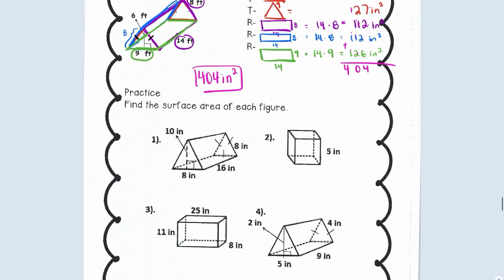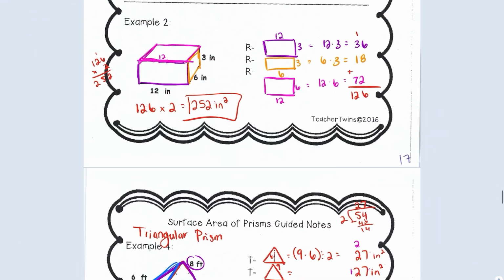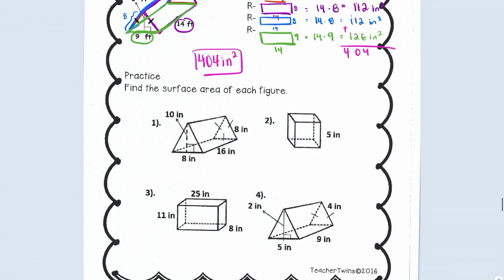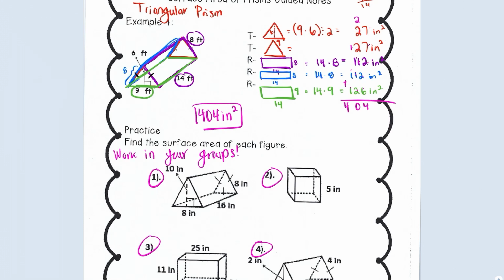All right, you guys. We've come to the point in the video where it is now your turn to practice. What I want you guys to do is work in your groups to answer questions 1, 2, 3, and 4. So remember, find the area of every single face or every single side of your prism and then add them up at the very end.